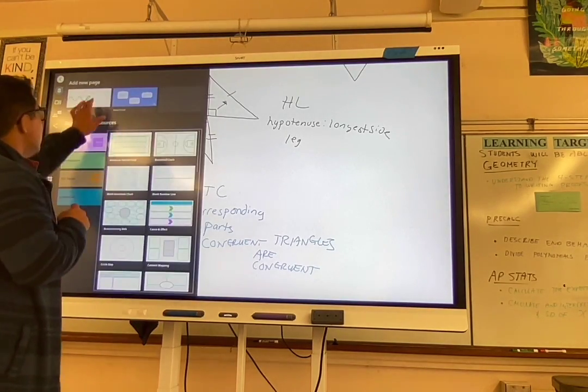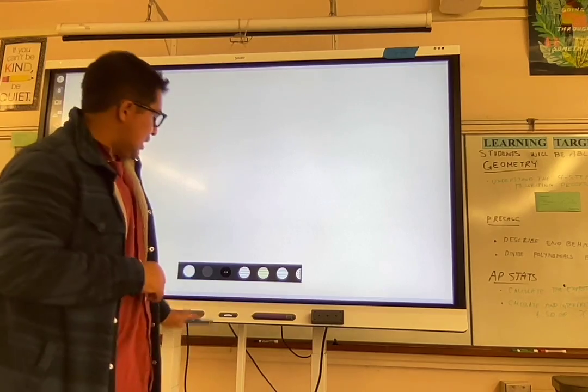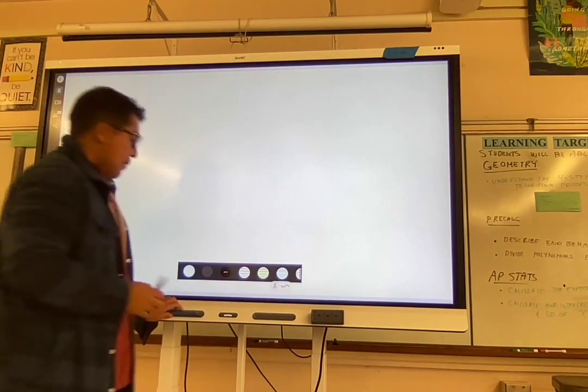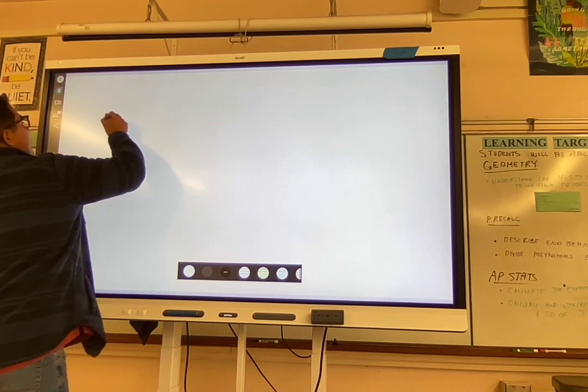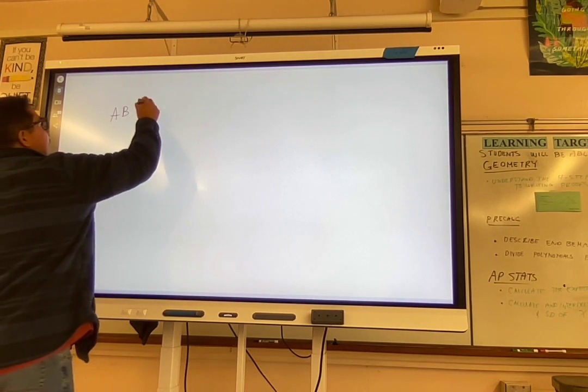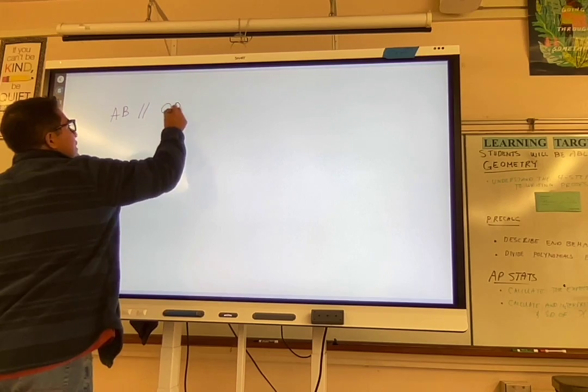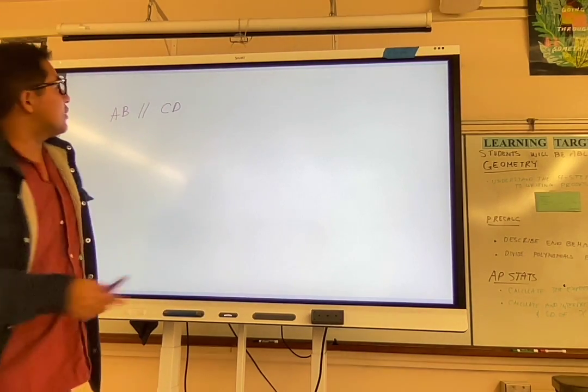Another helpful strategy is knowing how to mark up and make sense of the following two situations. So here's the first one. Let's say a problem tells me AB, CD, and then the double lines, right? A reminder, what does the double lines mean?